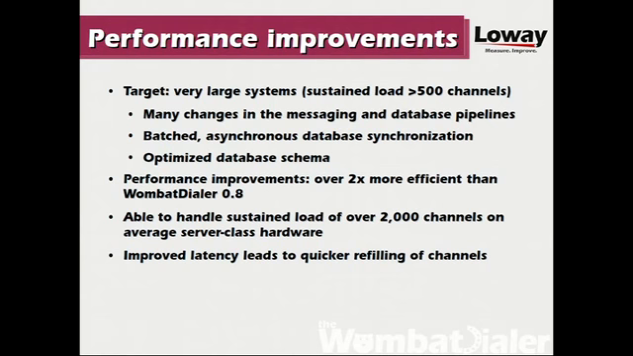The last major area of improvement for 0.9 was performance. Our target here was very large systems, meaning systems that had a sustained load of over 500 channels. We did a lot of technical changes to make sure that performance improved a lot over the previous versions of WombatDialer. So, on average hardware today, you can think about having Wombat handle a sustained load of over 2000 channels per Wombat instance. Plus, improved latency means that Wombat is able to refill channels more quickly, and this means that you can dial more given the same resources.